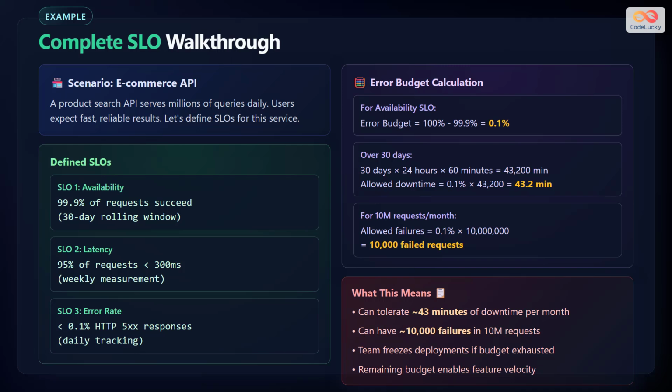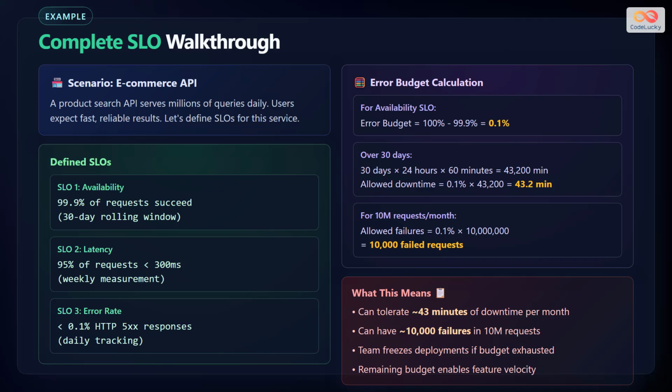Let's walk through a complete SLO example. Suppose you operate an e-commerce platform with this scenario. You guarantee 99.5% availability to customers. Last month, your actual availability was 99.7%. Your SLI definition is simple: the percentage of successful HTTP requests.